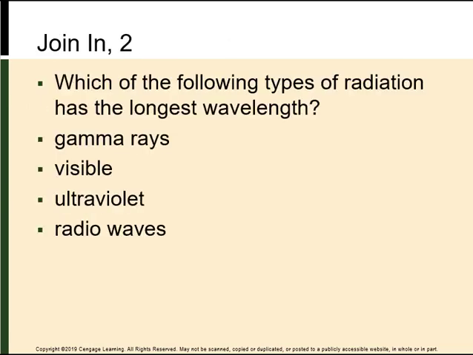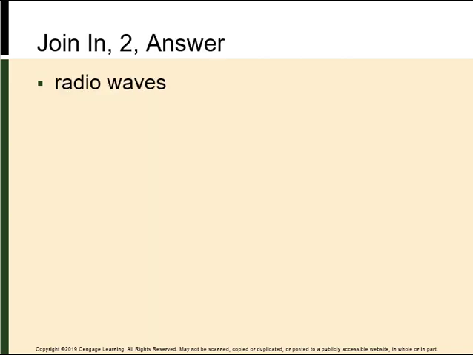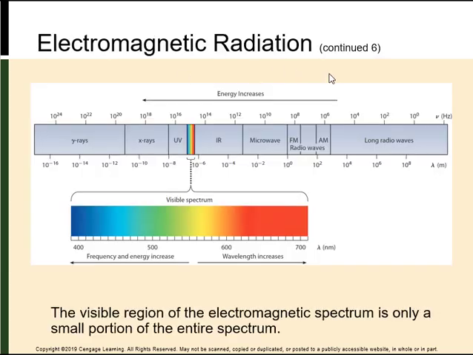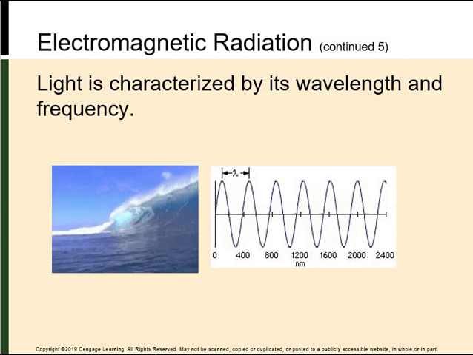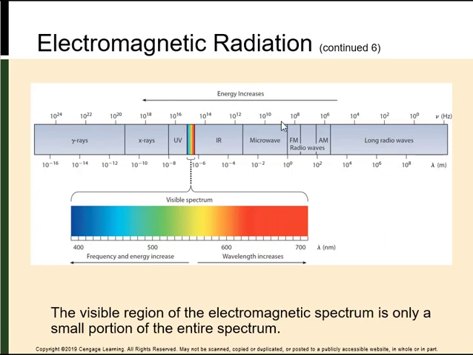What about this one? Which of the following types of radiation has the longest wavelength? If you look at the chart, you should see it's radio waves. As we go left, the frequency increases, so our wavelengths get shorter and shorter and closer together. As frequency increases, there are more waves per second, so the wavelength is getting smushed closer and closer together. As we go to the right, we have longer wavelengths. So wavelength increases, frequency decreases.